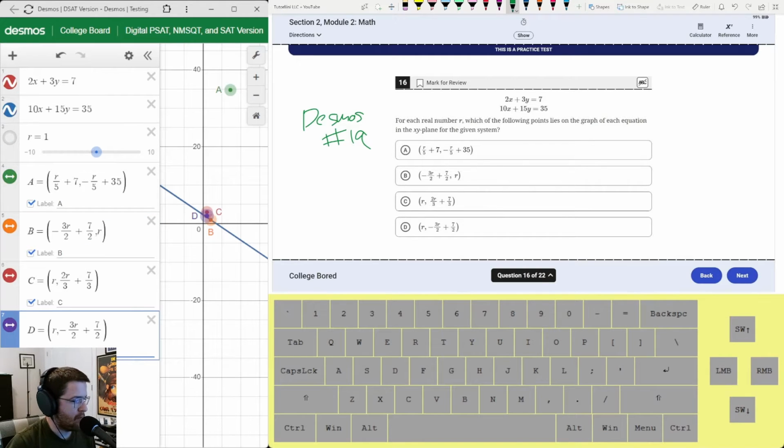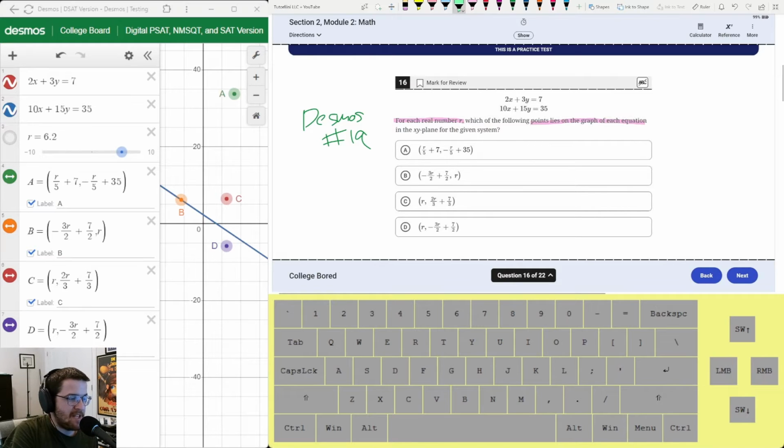Okay, so all I did was type all those in and pick the colors, just like I was doing earlier. And I'm looking for a point for each real number r, so I want the point to always be on the line. So I'm going to come over here and move this slider around, and hopefully you can tell C, D, and A are all not always on the line, but B, the orange one, is always on the line. So that is the answer.